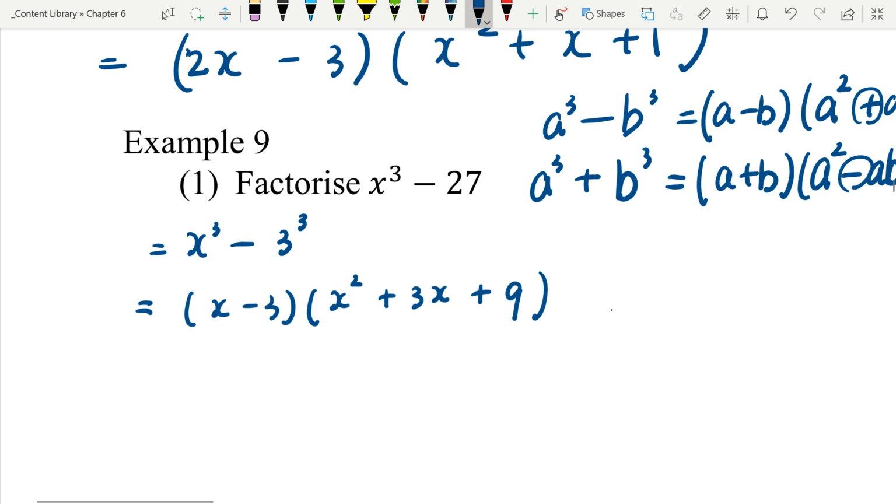And do you think you can factorize the quadratic further? I think you answered too quick. What's the discriminant? Greater than 0, smaller than 0. Less than 0. So can't factorize.